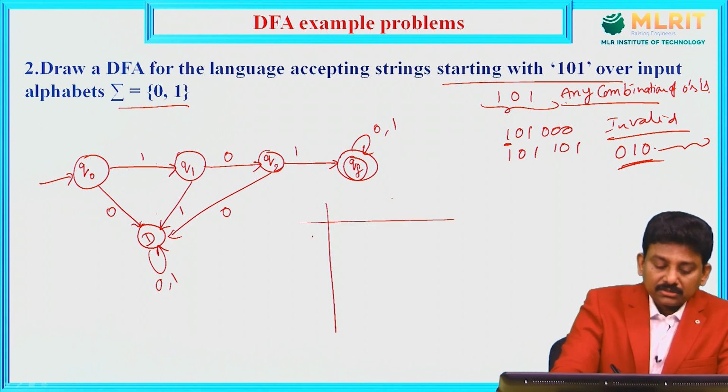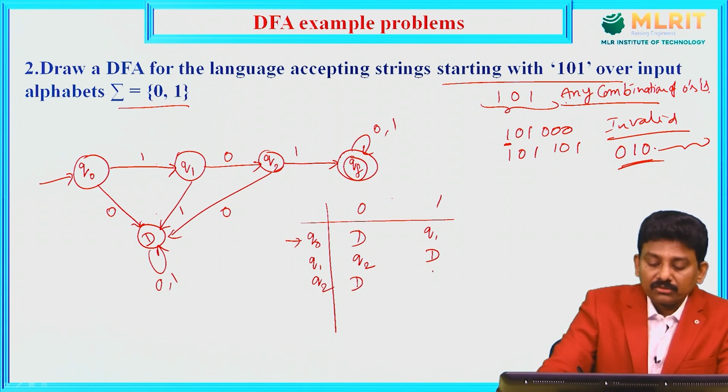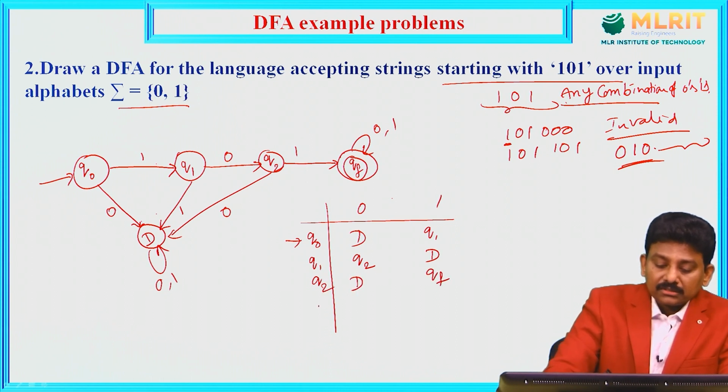The transition table: Q naught is the initial state, inputs are 0, 1. Q naught on 0 goes to the dead state, Q naught on 1 goes to Q1. Q1 on 0 goes to Q2, on 1 goes to the dead state. Q2 on 0 goes to the dead state, on 1 goes to QF. QF on 0 and 1 goes to the same state QF. Once you reach the dead state, for any number of zeros and ones, stay in the same state. QF is the final state.